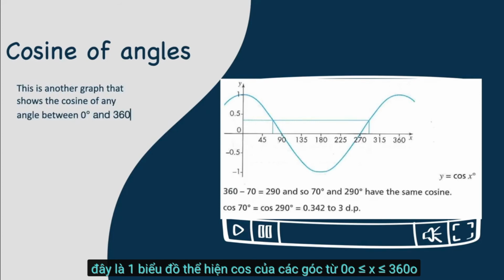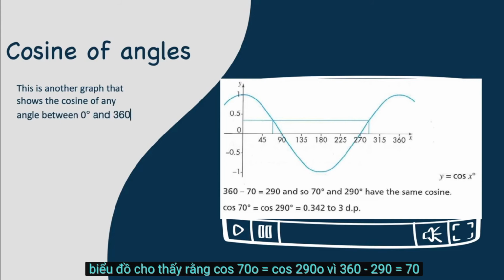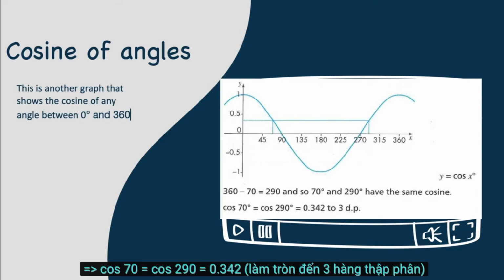The graph y equals cos x degrees suggests that 70 degrees and 290 degrees have the same cosine, because 360 minus 70 degrees is equal to 290 degrees, so cos 70 degrees equals cos 290 degrees, which is 0.342 to three decimal places. You will need to remember the shapes of these graphs and their symmetries.